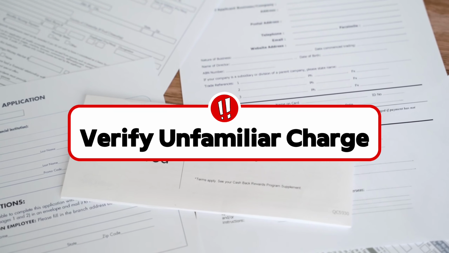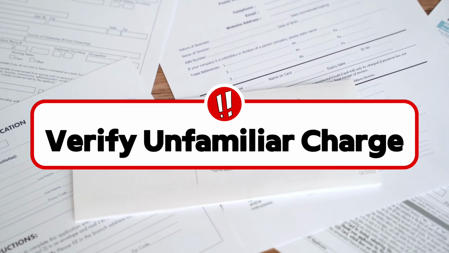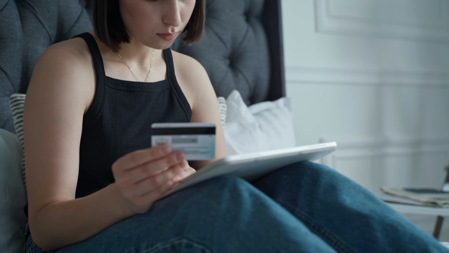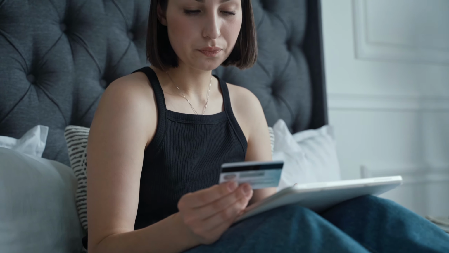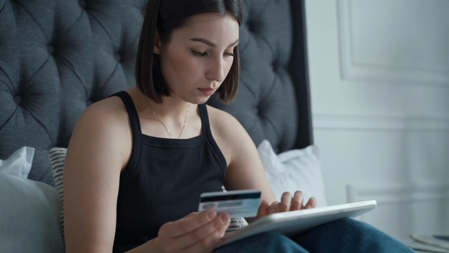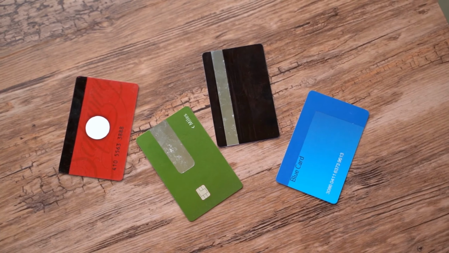If a charge looks unfamiliar, verify it before assuming fraud. Some merchants use parent company billing names rather than storefront names. Searching the merchant name online or checking your receipts often resolves confusion quickly. If the charge still appears incorrect, contact the card issuer promptly.